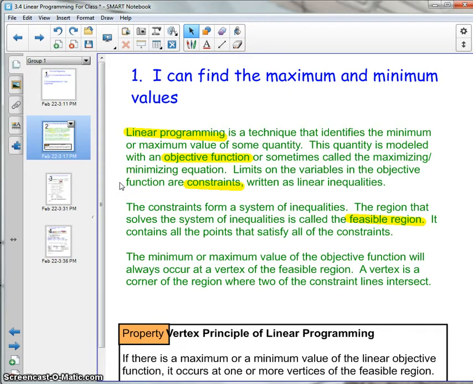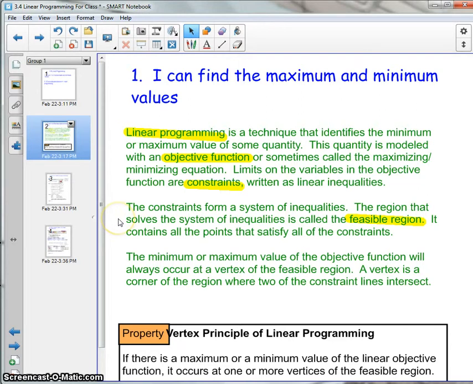In the last lesson, 3.3, we looked at graphing systems of linear inequalities, and that is what we are going to continue to do today. We're going to figure out what our constraints are. They're going to be modeled as linear inequalities, and we're going to be graphing multiple inequalities and finding that region that we talked about was our solution. So the constraints form a system of inequalities.